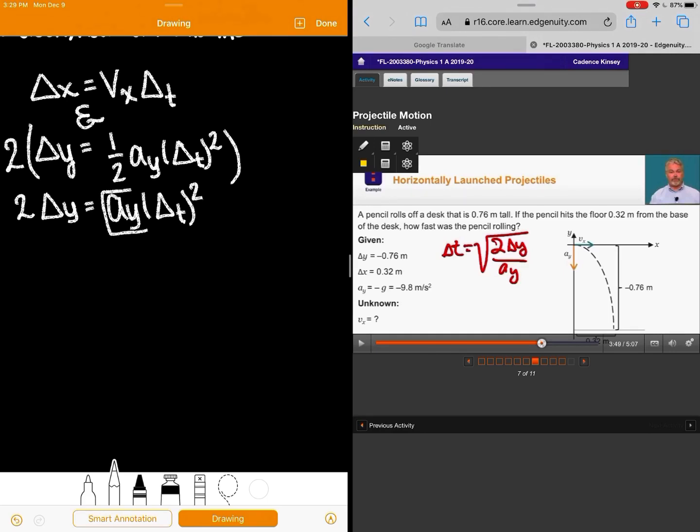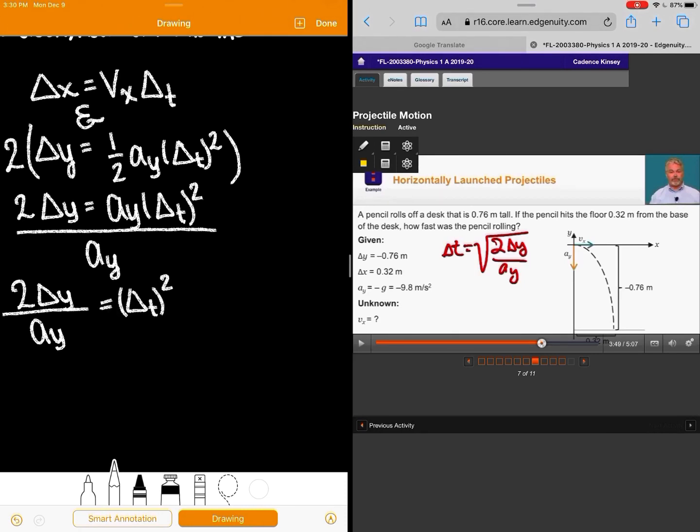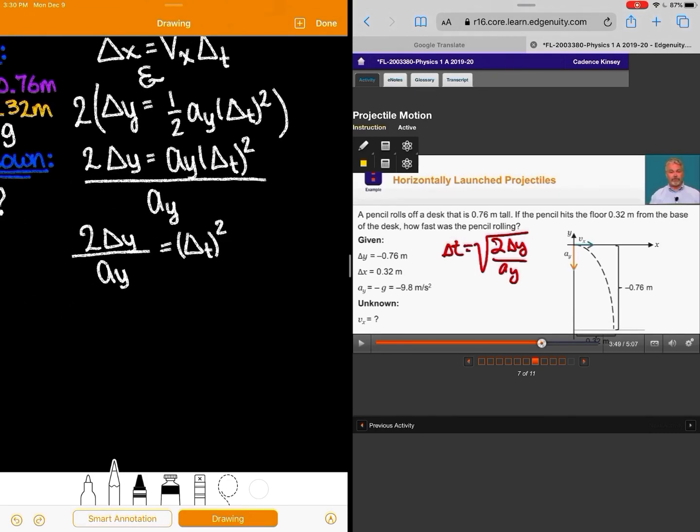Now we have to isolate a sub y. We can do this by dividing the whole equation, or both sides, by a sub y. That'll leave us with 2 times delta y divided by a sub y is equivalent to delta t squared. So now we have to get rid of the square, this 2. Since all that we want is the time, we don't want time squared. In order to do that, we have to take the square root of both sides. What that's going to do is take the square root on the right-hand side and cancel out the square, leaving us with the only square root on the left-hand side.